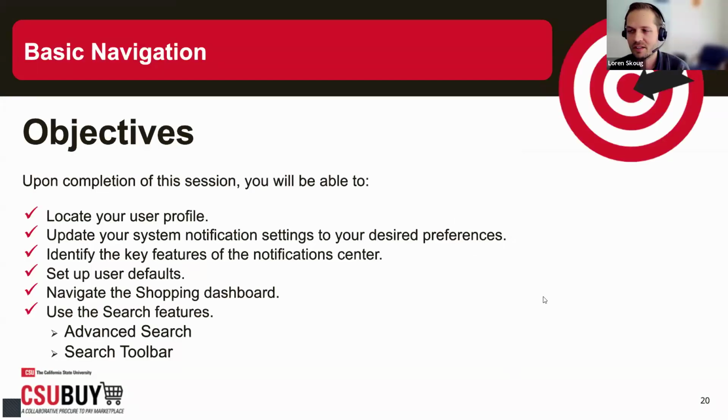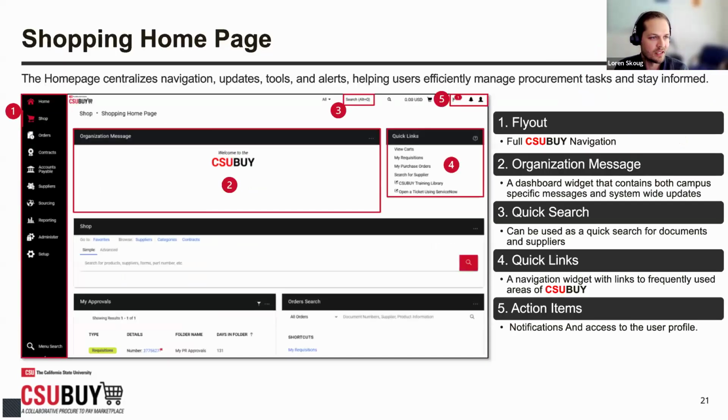Okay, so now we're going to go through some navigation in the system. I'll show you basic navigation, how to adjust things in your user profile, and just call out important things for you to know as a shopper and a requester who's going to be shopping in the system, essentially. I'm going to go into the system. I think it's better to see it hands-on.